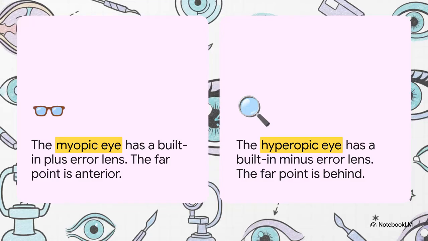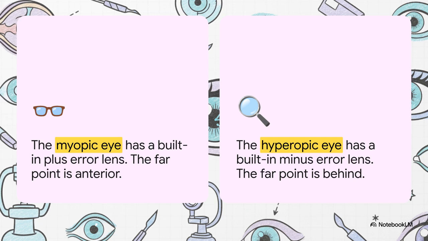Now, I want you to lock in a mental model I like to call the error lens. This is a massive OCAP pearl, by the way. Think of a myopic eye, an eye that has way too much converging power for its length, as having a built-in plus error lens. The rays meet too early, right in the vitreous. Because of this excess convergence, a myope's far point is literally just out in front of their face.